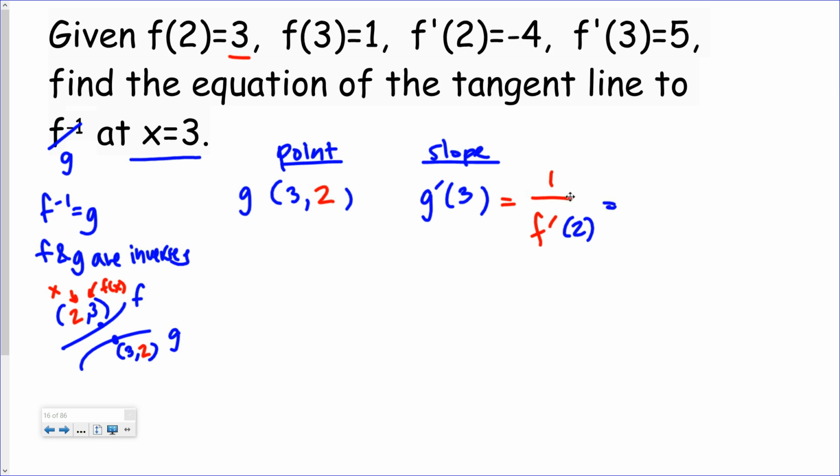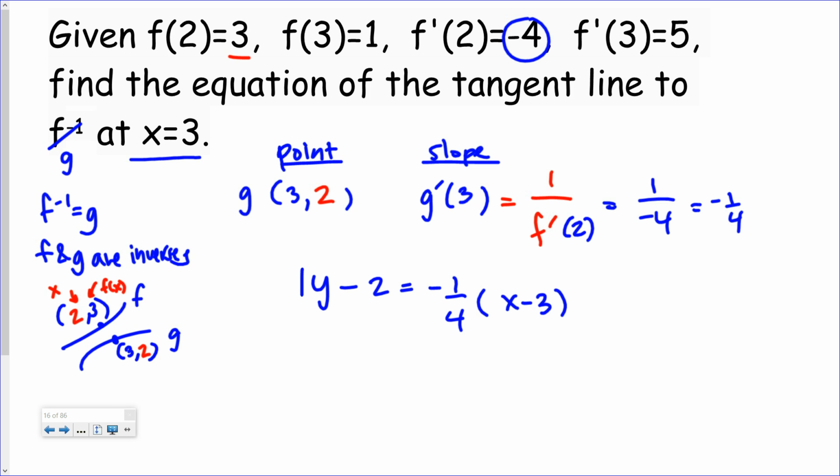And so the question is, what is 1 over f prime of 2? Because if I can figure that out, I can figure out the slope. So 1 over f prime of 2 is 1 over, right here, -4. So the answer is -1/4. All right, let's go ahead and write the equation of the tangent line. It's y minus y is equal to the slope times x minus x. And there is my answer.